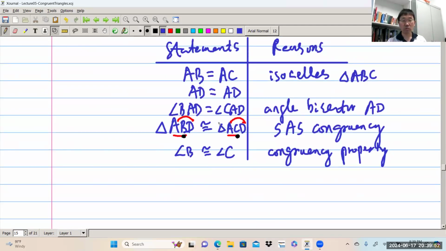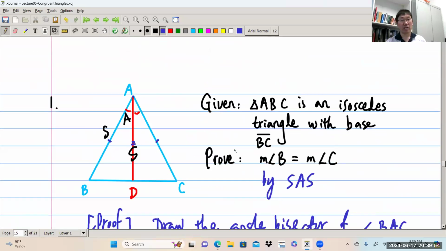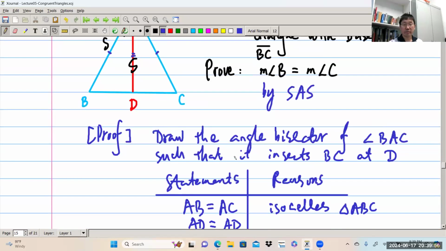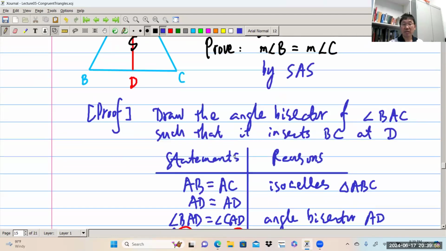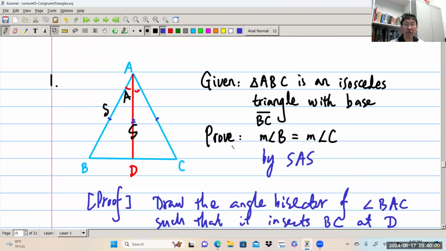So it's like a five-line proof. It's kind of short, but it's not that easy because you have to figure out a way to make congruent triangles such that you can draw the conclusion. And how to make congruent triangles? In this case, we divide this big triangle into two smaller congruent triangles using the angle bisector. So then I can use SAS congruence.